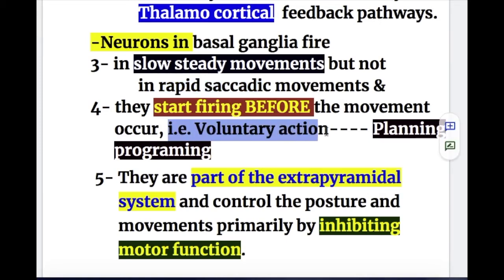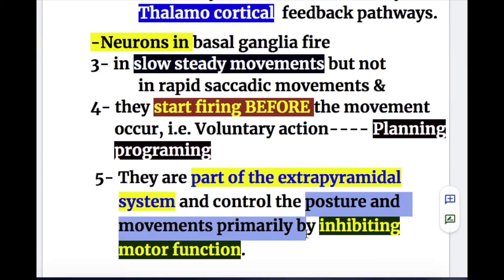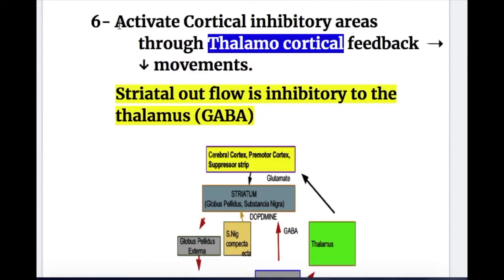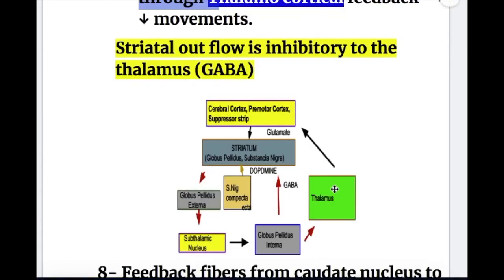That is, when the voluntary action is done by planning and programming, they start firing when the voluntary movement is in the thoughts of the person. So they start firing before the movement and they fire in slow steady movements. Number 5, they are a part of the extrapyramidal system and control posture and movements primarily by inhibiting motor function. And number 6, they activate cortical inhibitory areas through Thalamo cortical feedback that decreases the movement. You see the striatal flow to the thalamus is inhibitory, gamma aminobutyric acid, and thalamic flow is glutamate.